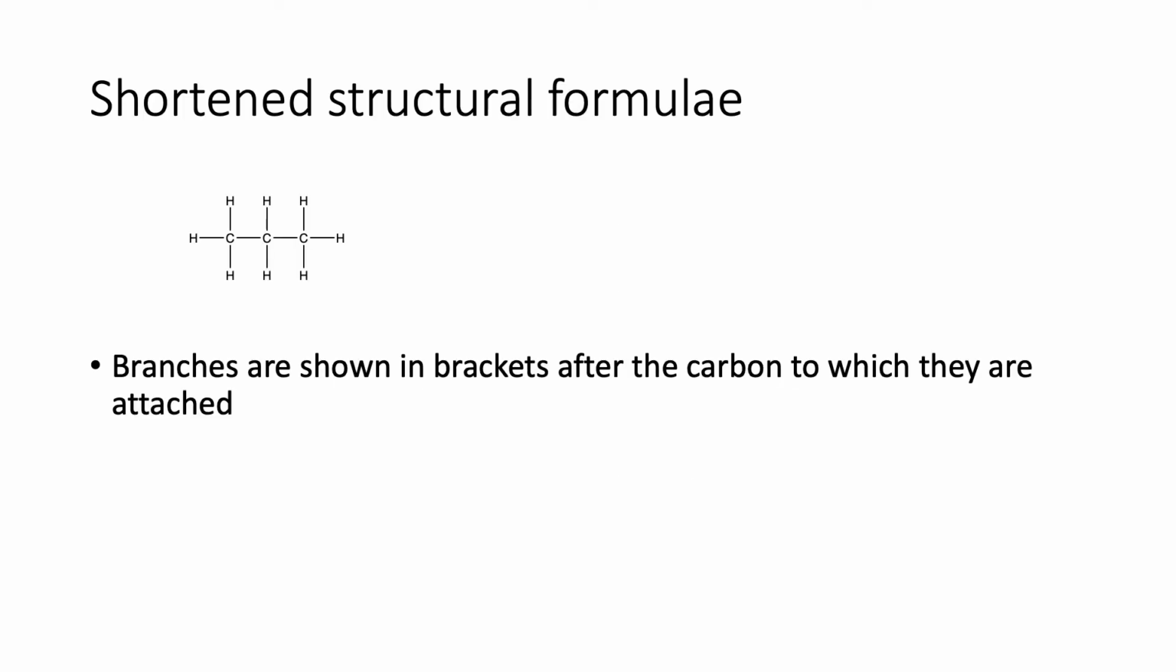Remember how we wrote the shortened structural formula for propane? The first thing we do is we split up the carbon chain into individual carbon atoms and then write down the formula for each individual section. So we'll start with the first carbon atom here. It has 3 hydrogen atoms attached to it, so we write down CH3. The second carbon atom has 2 hydrogen atoms attached to it, so we write down CH2. And the third carbon atom has 3 hydrogen atoms attached to it, so we'll write down CH3.